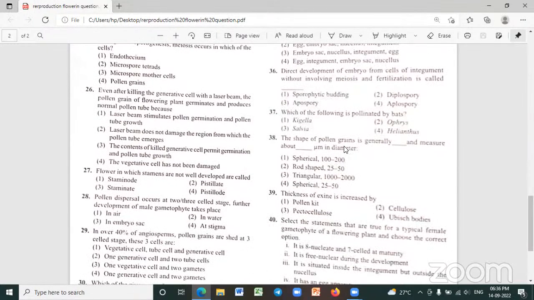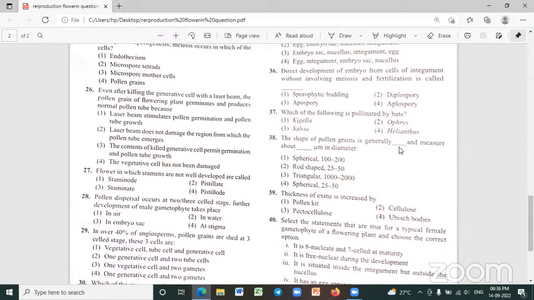Okay. The shape of a pollen grain is generally how? Dash and dash, measured in micrometers. These are very complicated ones, but you have to pick up the correct answer. Then only you must know the answer, then only you can answer it. Which is the lowest in this category? The shape of a pollen grain is always spherical. So the answer should be in these two only.